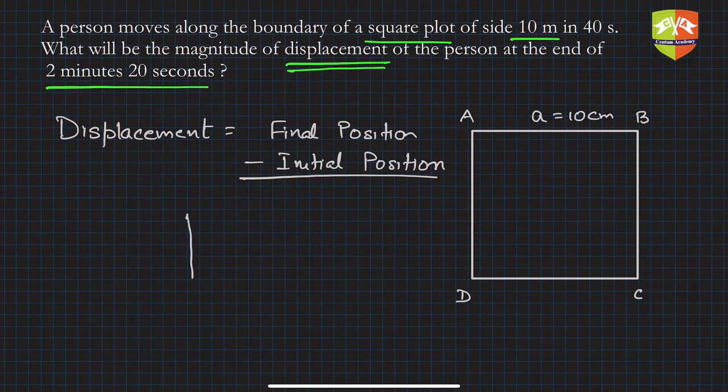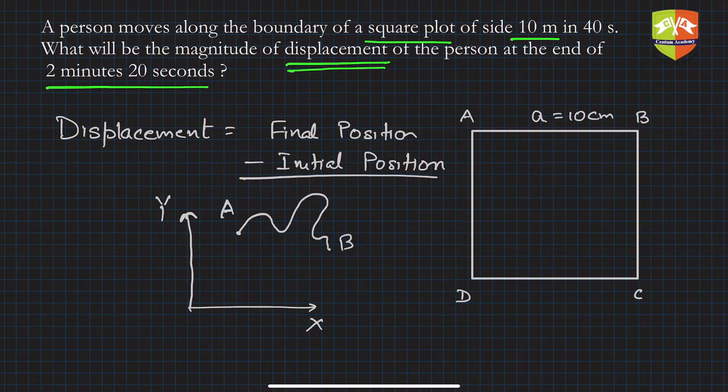Let's say you have an XY coordinate system, the reference frame, and a particle or a person moves from point A to point B in any path like that. The displacement is the shortest distance between the A and the B point, that is, the initial and the final point. That is what we have learned in theory. So in this case, we need to find the initial position and the final position and find the shortest distance between them.